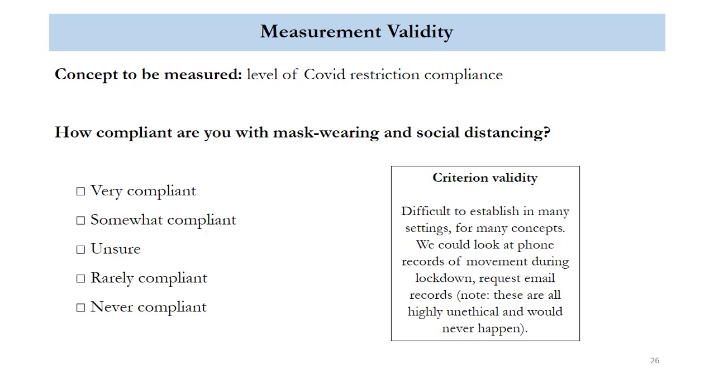So if we were trying to measure levels of COVID restriction compliance, any way that we could establish this would be highly unethical. So we could follow somebody around covertly afterwards and observe and see if they're wearing their mask or distancing. That would be a crude form of criterion validity. We could do other things. We could look at their phone records. In case you weren't aware, unless you've specifically made the settings yourself, your phone is gathering records of your movement. You can look at this back through Google Maps. You can find it in your iPhone log. So these are all things that are highly unethical. We would never do them. So criterion validity with social concepts like this is very, very difficult to establish.